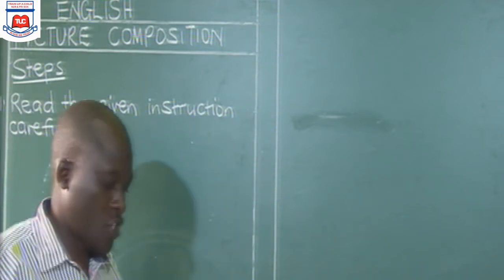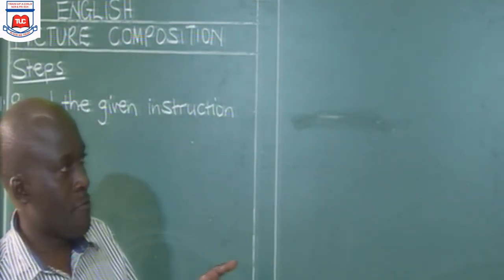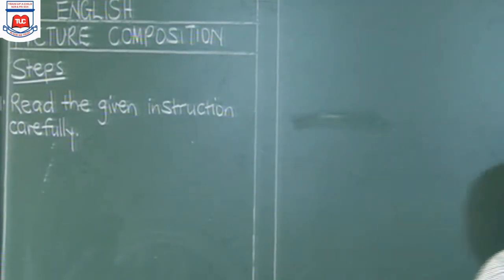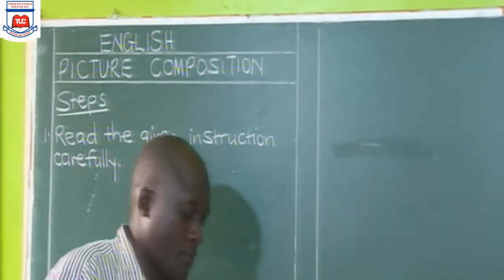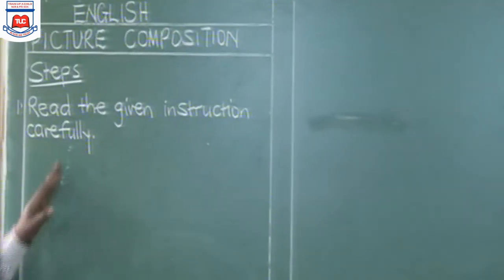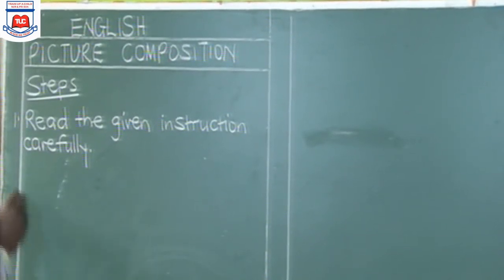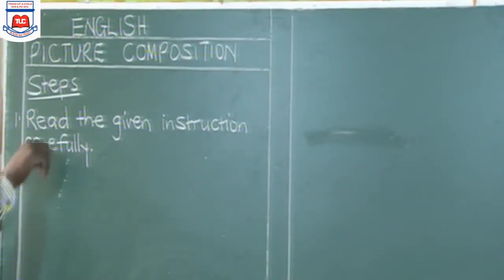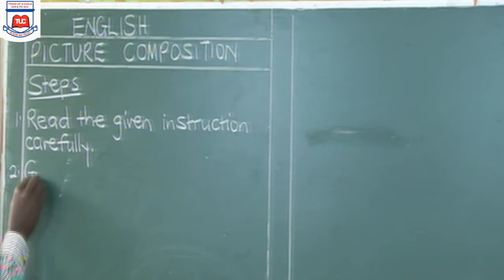When you're given a picture, they will tell you pictures A to F tell a story about Ruth's journey. Study them and describe what is happening in each picture. That is what we call the given instruction. You have to read it carefully.